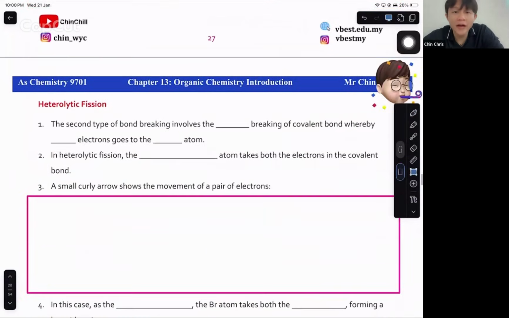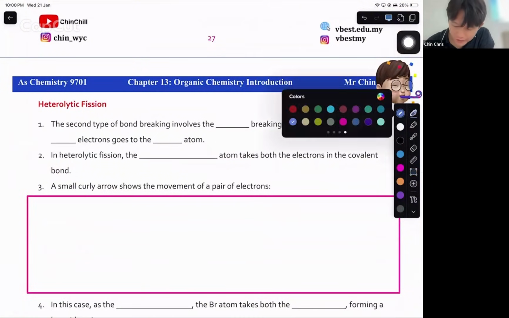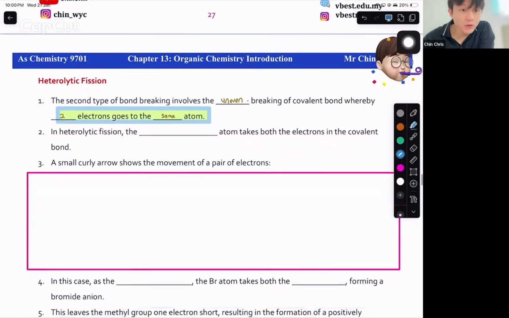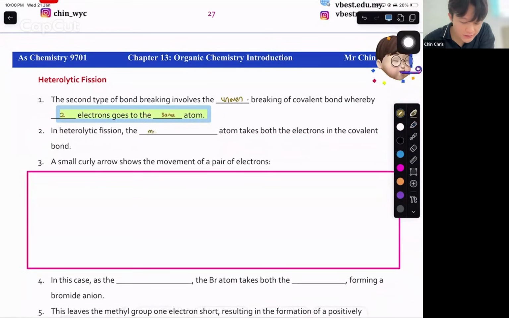Alright, now what we have is heterolytic fission. When you see hetero, it means different. So in heterolytic fission, you have uneven breaking of a covalent bond, whereby two electrons go to the same atom. The more electronegative atom is going to take both electrons away.